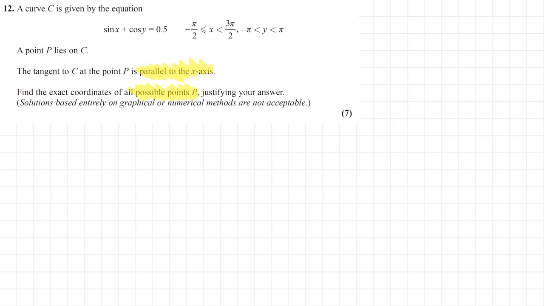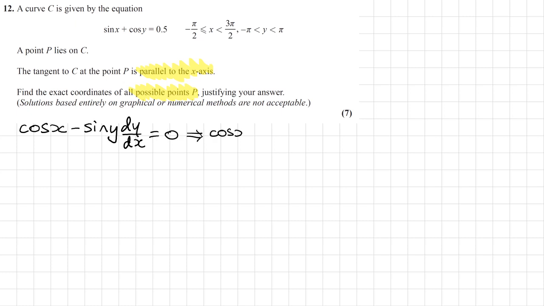So because I'm talking about tangents, or if it was normals, we need to differentiate. So I'm going to take this and differentiate it. Because it's got a mixture of x and y, it's going to be implicit differentiation. So sin x becomes cos x. Cos y is going to become minus sin y dy/dx. 0.5 differentiated with respect to x becomes 0.